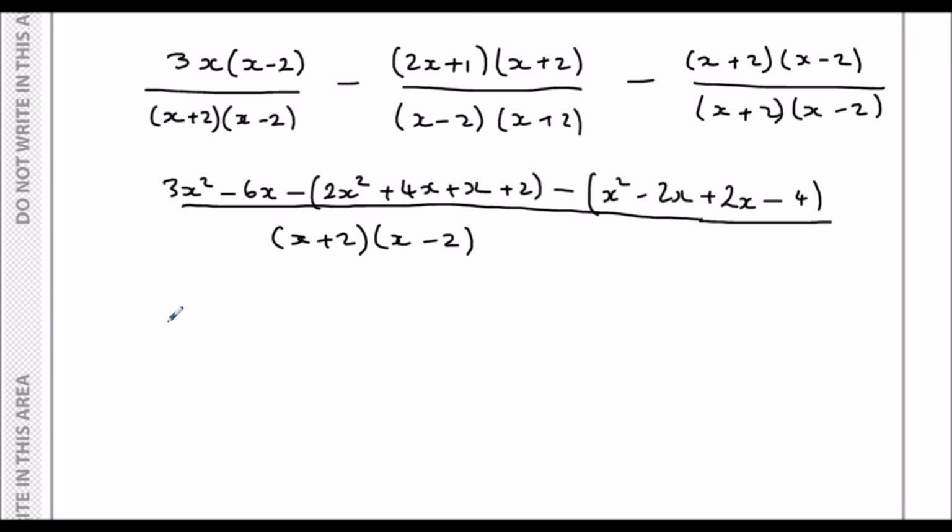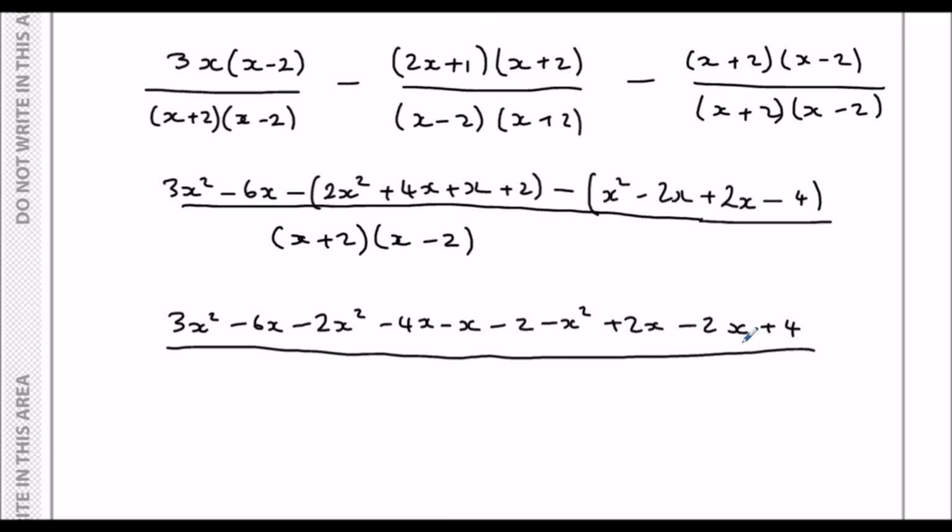So I have 3x squared minus 6x minus 2x squared minus 4x minus x minus 2 minus x squared plus 2x minus 2x plus 4 all over x plus 2 times x minus 2.